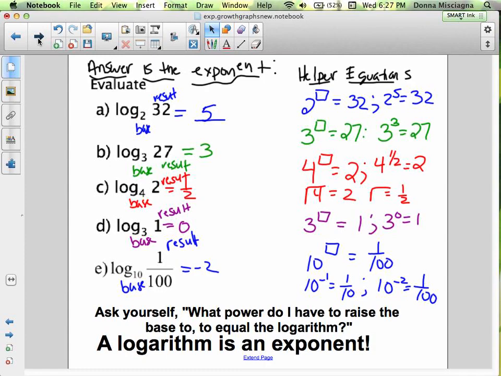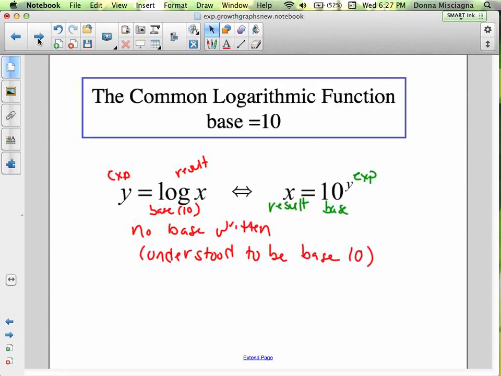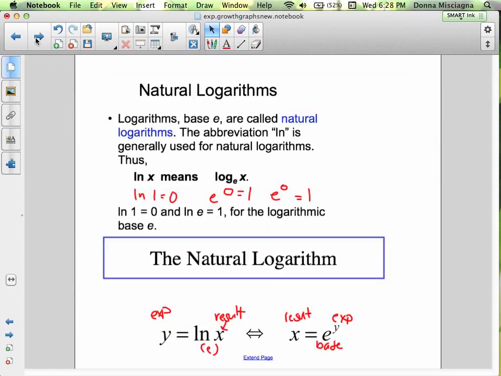And then finally, we learned about 2 new bases that look just a little bit different. No base written, the base is 10. And if you see ln instead of log, that's the natural log, log natural, and the base is e.